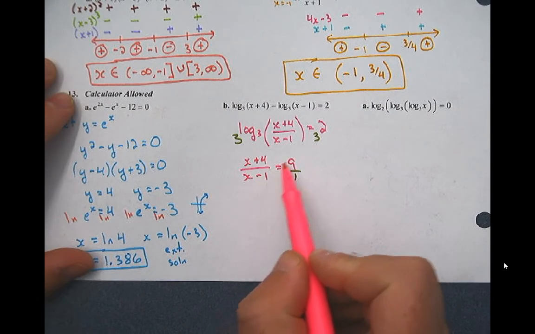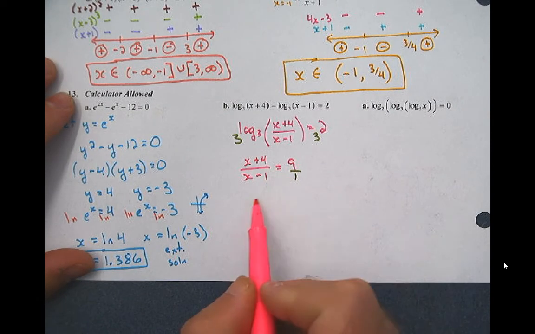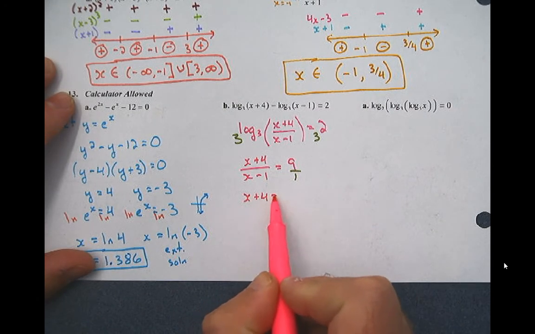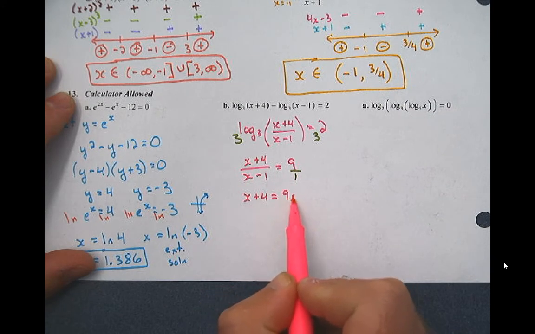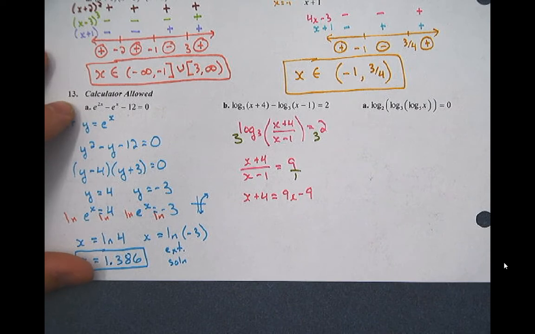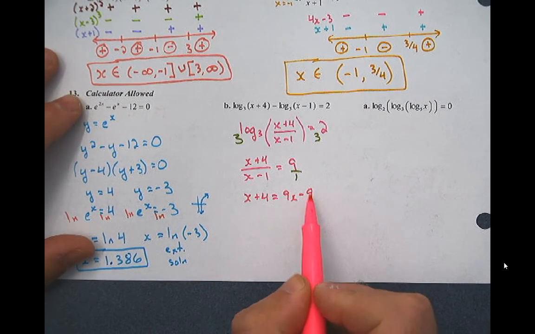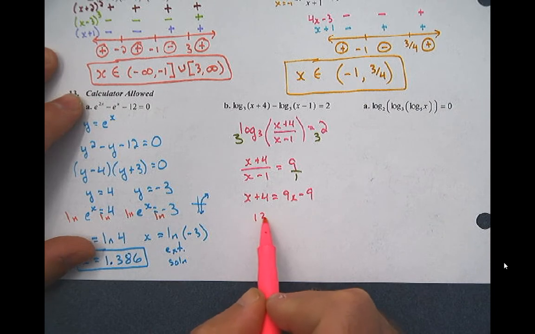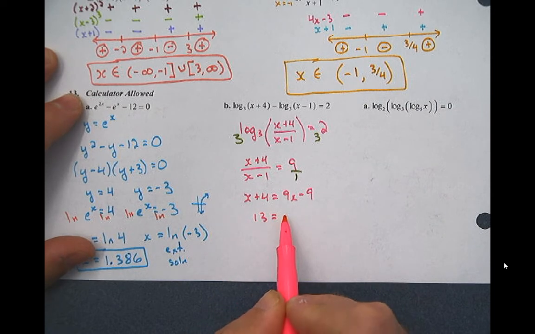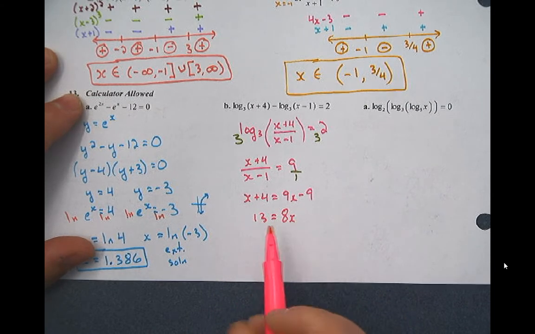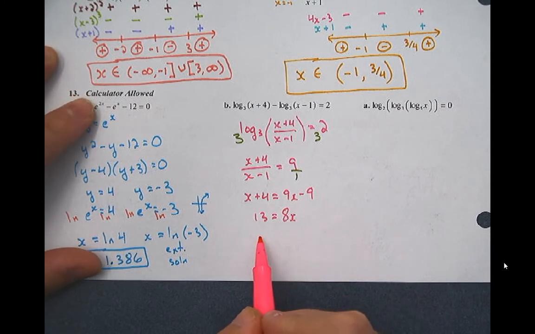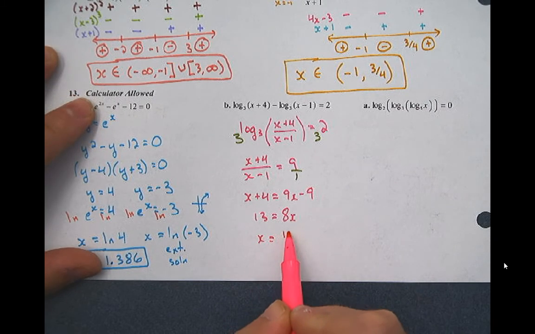Either way, this is going to get multiplied by 9 when I distribute. So I got x plus 4. 1 times x plus 4 is x plus 4. And then 9 times x minus 1 would be 9x minus 9. I'm going to move this over here. I'm going to move this over here. So 9 added to 4 is 13. X take away from 9x is 8x. Divide both sides by 8. We get x equals 13 over 8.